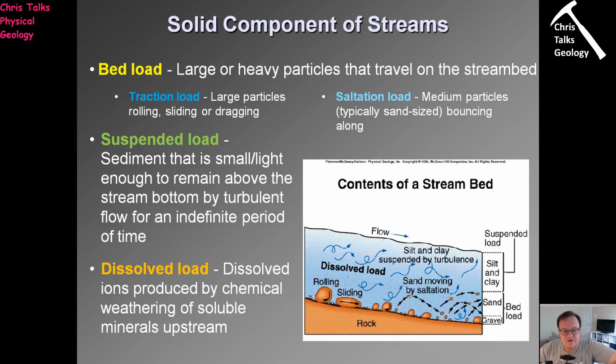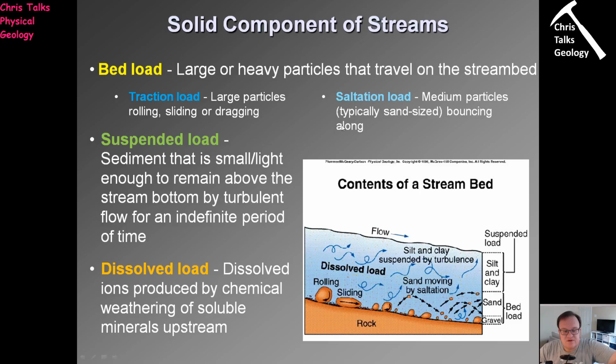The material of the bed load will be moved in one of two ways. It can be moved by traction. Traction is when large particles, so gravel and sand sized clasts, are rolled, slid or dragged along the bottom of the river by the flow of the water.